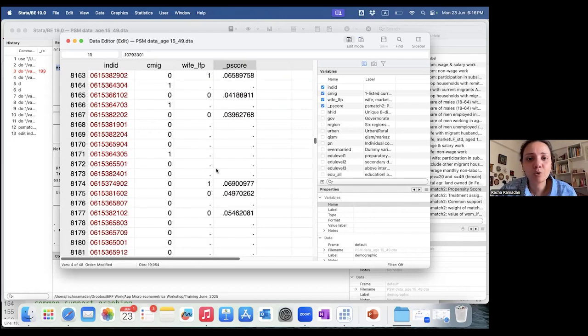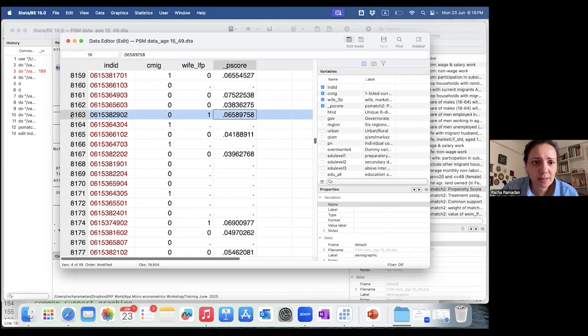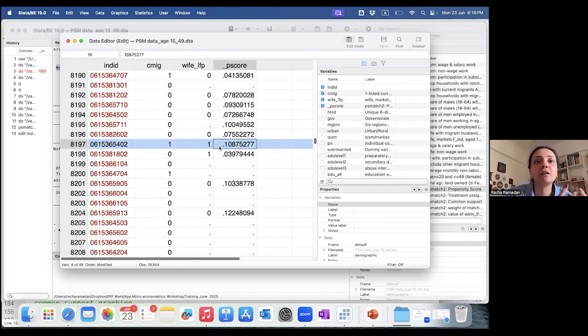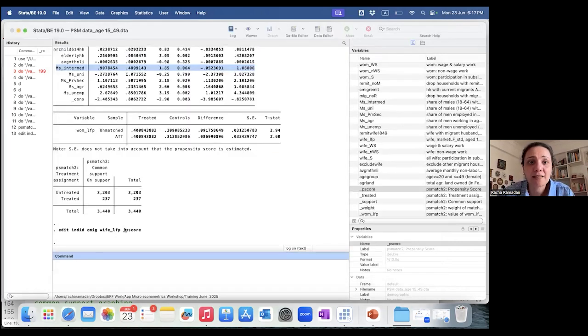This is what STATA will do automatically. If we take this example, here we have this household. They are treated, they have a current migrant, and the probability of being selected or being treated, which means having a current migrant in the household, is 0.1. So it will be matched with another one who has the same characteristics, a close value of 0.1, but has no migrant in the household, who is not treated. And this will be done automatically by STATA, which we can see here.